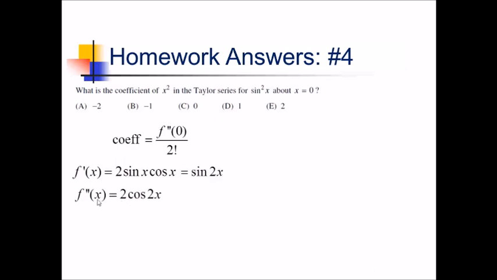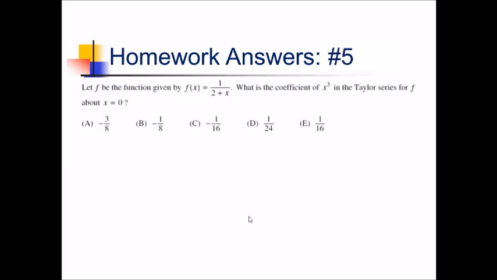So then f double prime of 0 is just this with 0 plugged in. Well, this is really just cosine of 0, which is 1, times a 2 out here gives us a grand total of 2. And then 2 plugged in here for f double prime of 0, that's going to be 2 over 2 factorial. This is really just 2 over 2, which gives us our x squared coefficient of 1. So that's choice D.